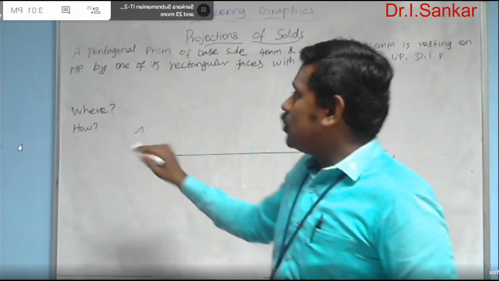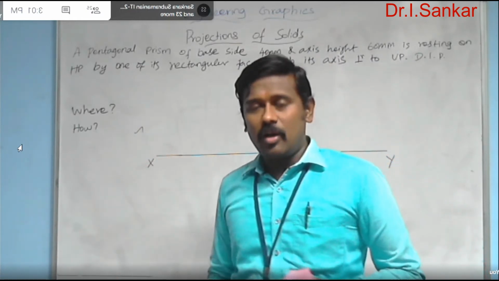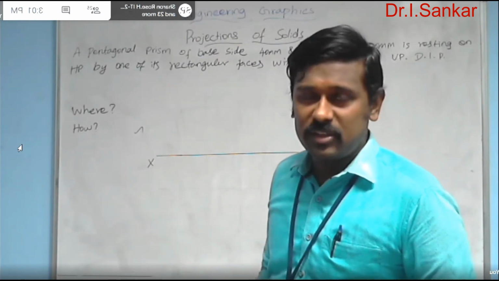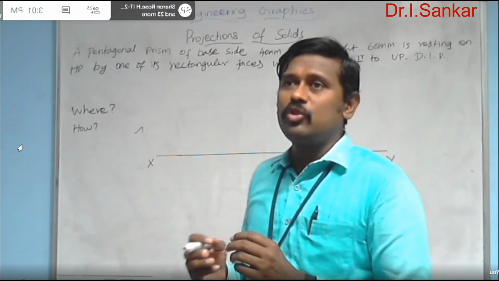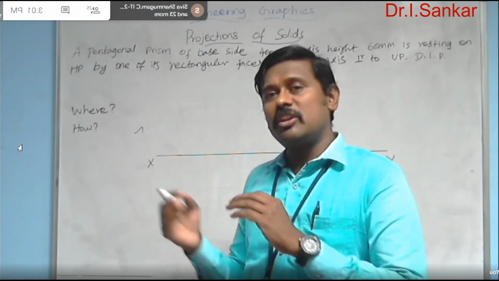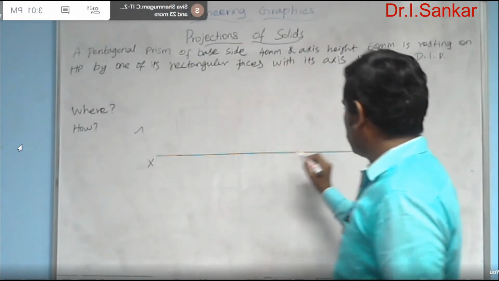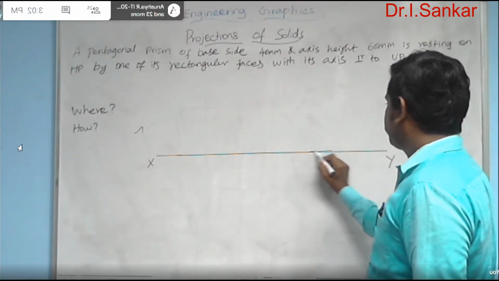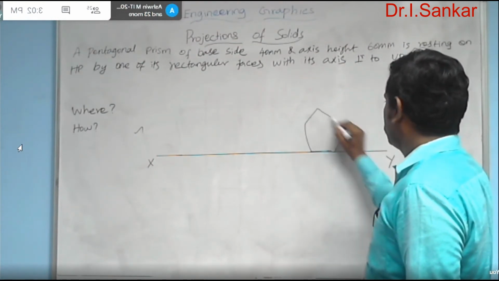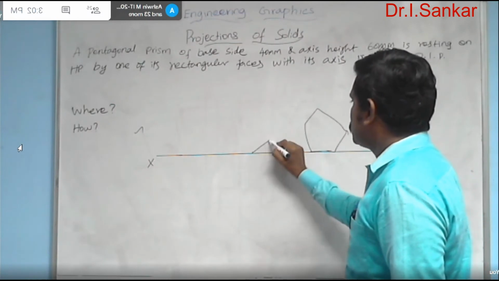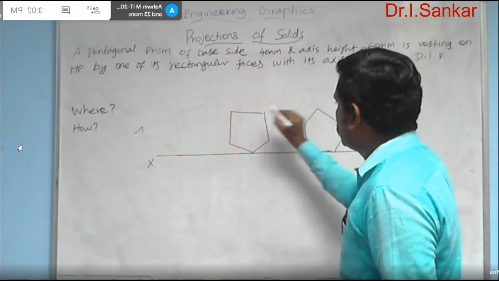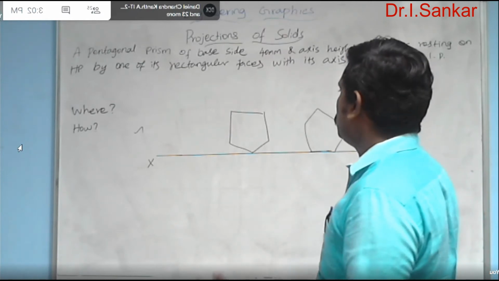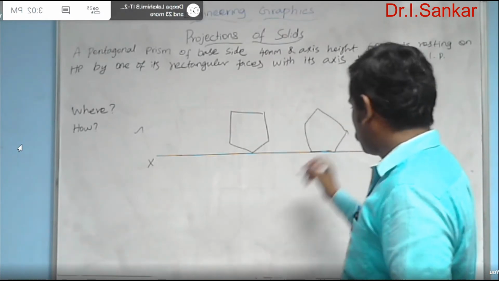And how should be the base? How are you going to draw the base view with respect to the XY line? This is how should be the base. Because in the front view, you can draw the base in that way or in this way. In any way you can draw. So particularly by which manner the base view is going to be obtained is by this case.